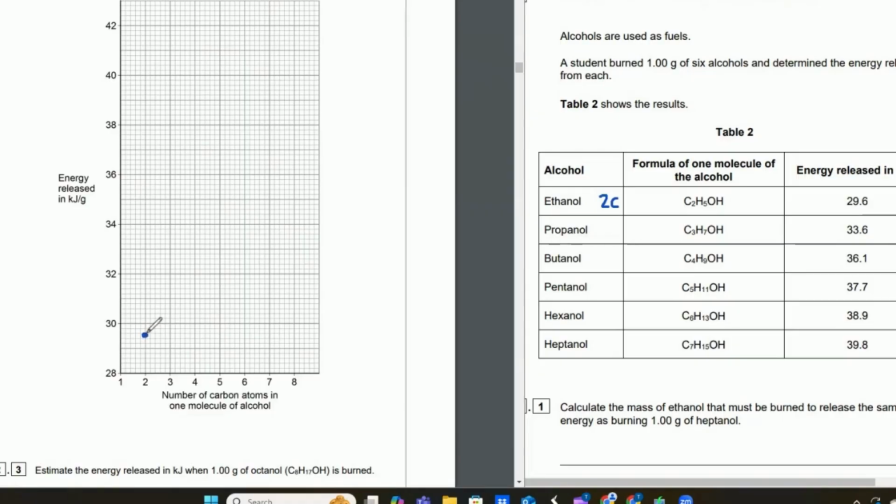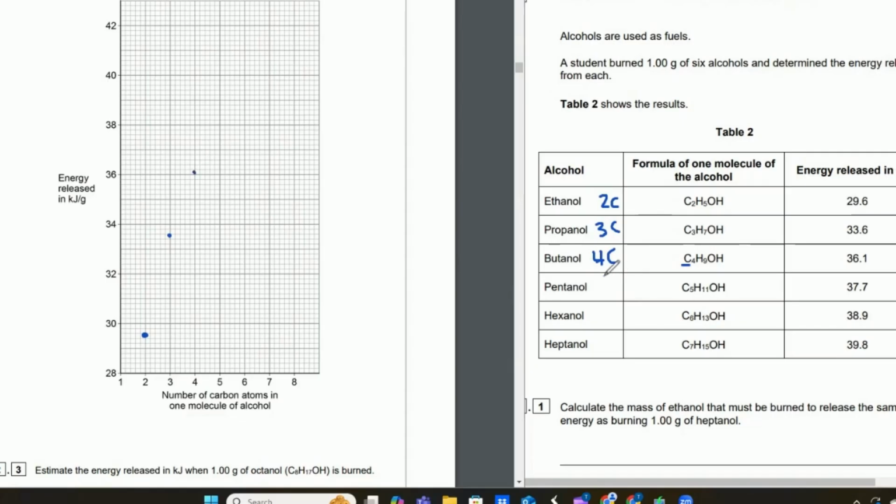If you do the maths on this scale, each small square is equal to 0.2. So that's where we want to put the first dot. And then we've got 3 carbons. We go to the third line there, 3 carbons for propanol and 33.6. So we're going to go 33 is in the middle, and then 0.6 is 3 little squares up because each one is 0.2. And then for 4 carbons, we've got 36.1, etc., etc.